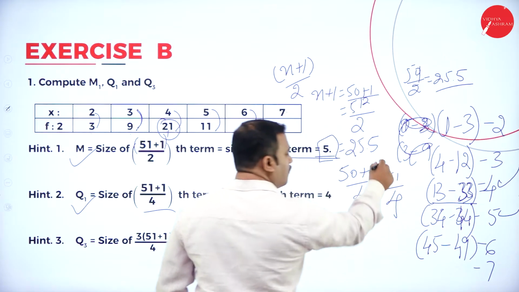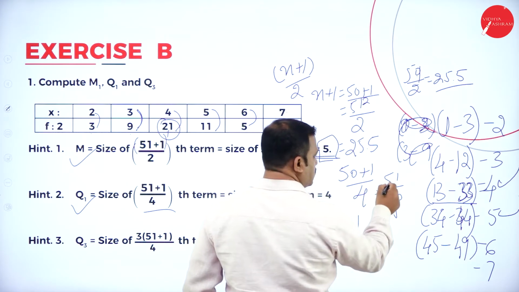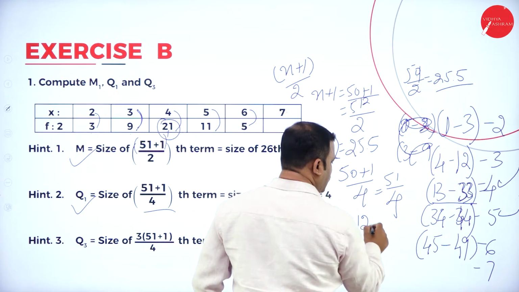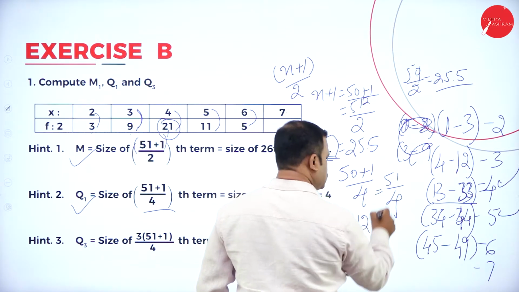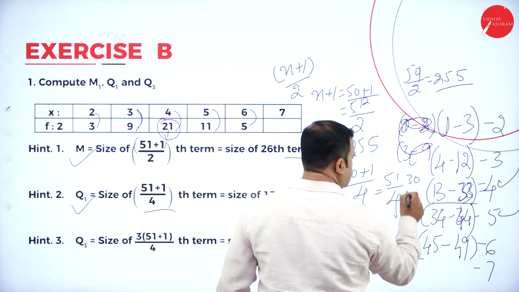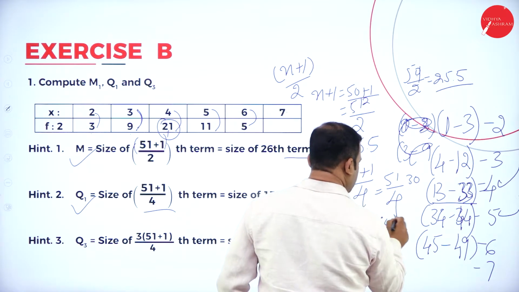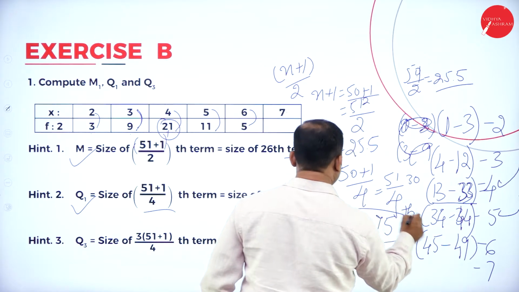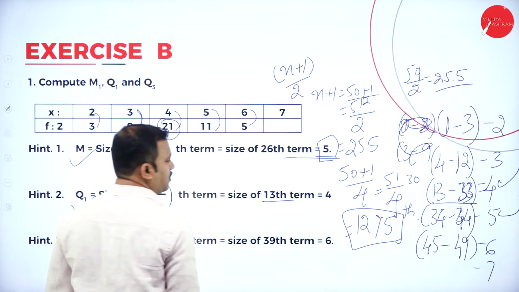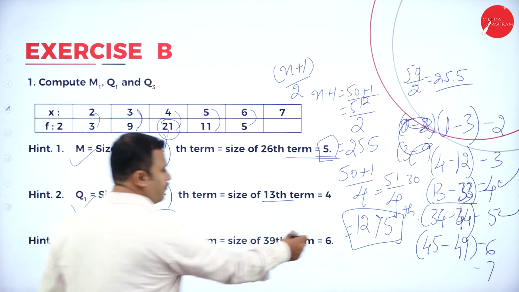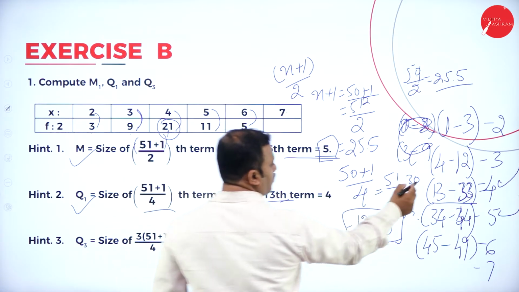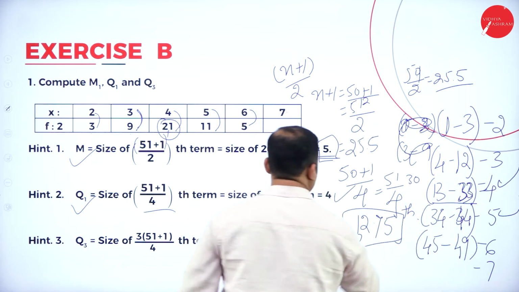That is equal to what? 4 ones are 4. 4 2s are 8. 30. 0.30. 30 means 4 7s are 28. 20. 4 5s are 20. So 12.75th term is this. That is equal to 13th term. Which is that 13th term? That is equal to 4.